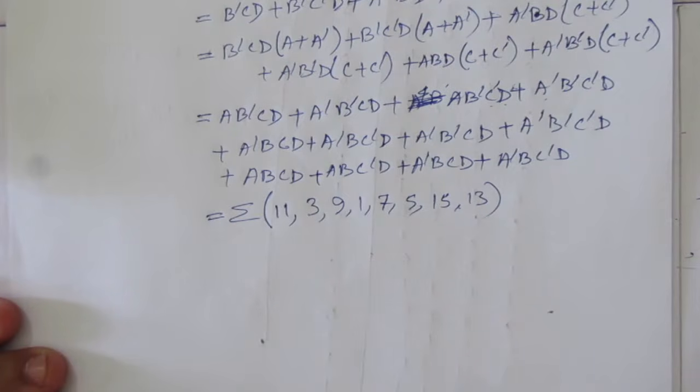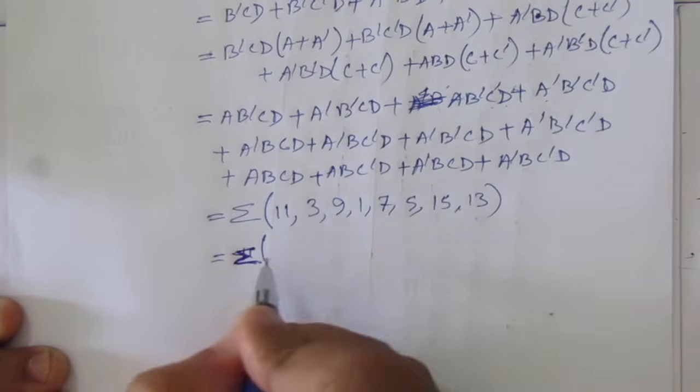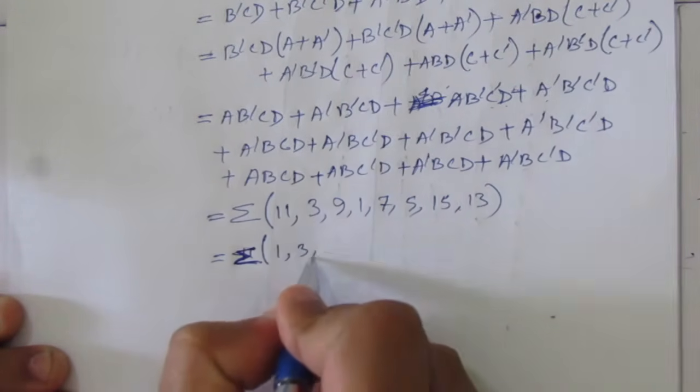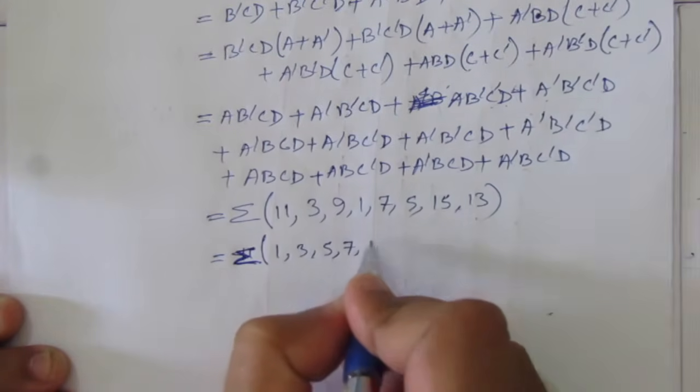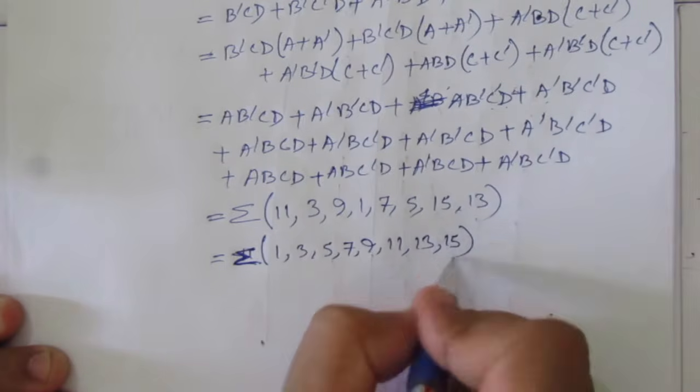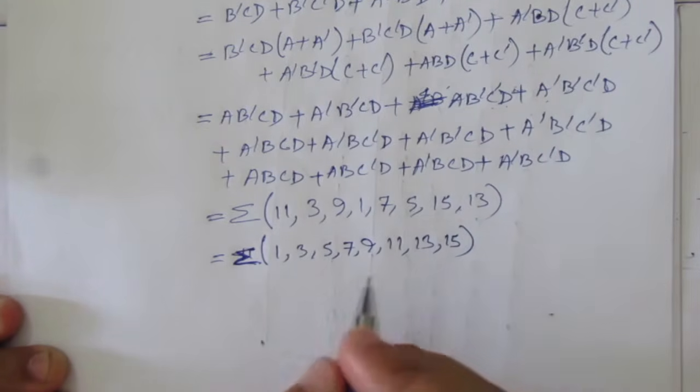Then we have to find out the product of maxterm expression. Let us rewrite this expression serially. Okay, so we'll get 1, 3, 5, 7, 9, 11, 13, 15. Okay, so this is the sum of minterm expression.